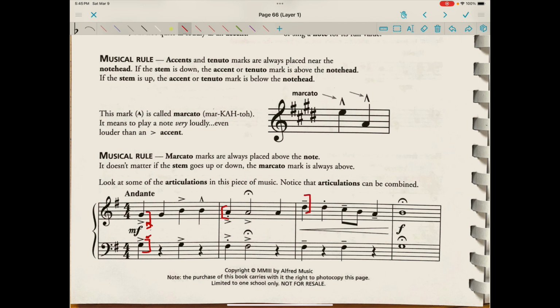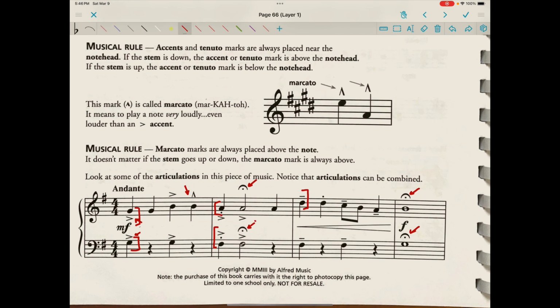You can also see the fermata markings, which always happen above the staff, whether or not the stem is going up or down. And here's an example of a marcato marking. And here are some examples of where these articulation markings can be combined. For example, we can have a staccato note that's also accented or emphasized. And we can have an accented note that also is held or has a fermata on it.